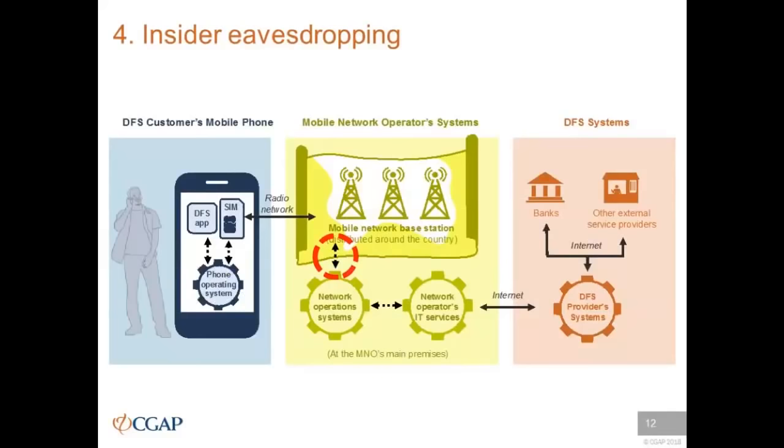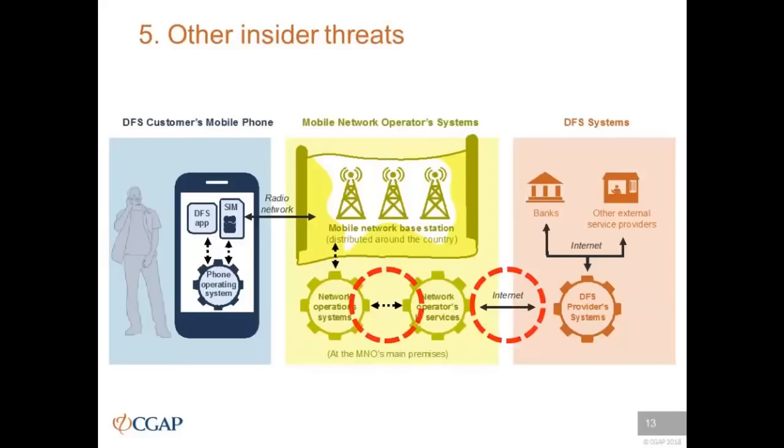Because M&O insiders can see activities of all their customers, rather than just individuals or those connected to a particular cell tower, they can identify and target an M&O's wealthiest customers for attacks. So again, this is scaling attacks up. And then other insider threats.